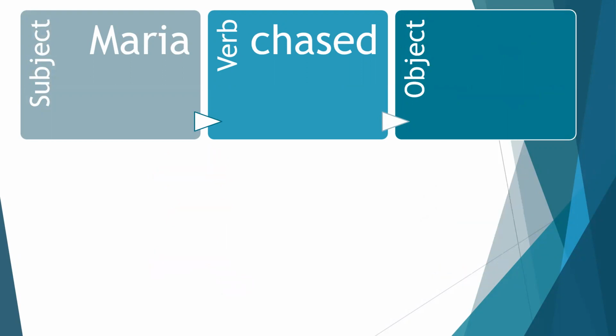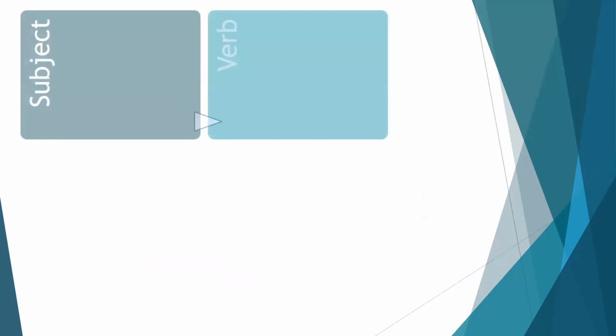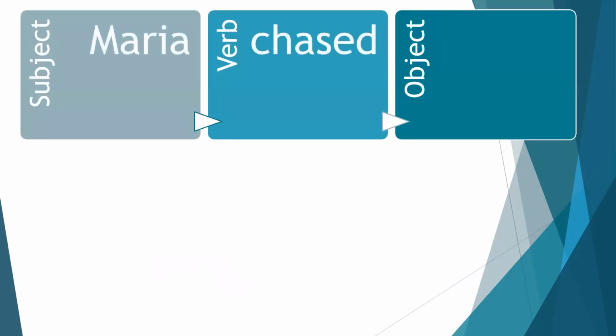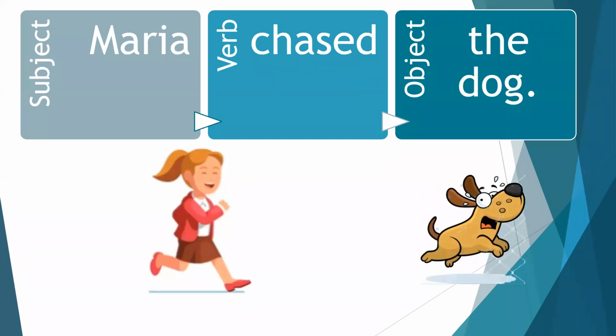In the first example, I said that the dog chased Maria. Subject is the dog, object is Maria. And now I say Maria chased the dog. Maria is the subject, and the object is the dog, which is being chased by this girl. Okay, subject, verb, object.